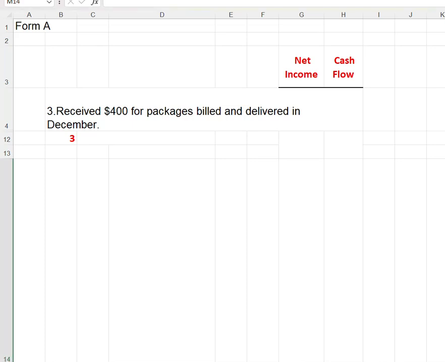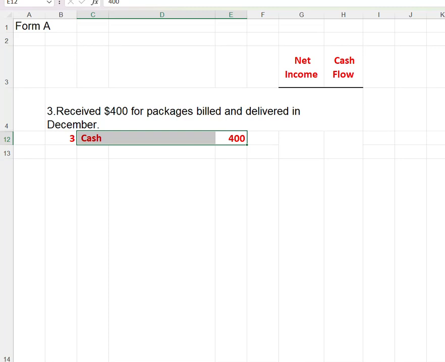Number 3, we receive $400 for packages billed and delivered in December. So we received $400 in cash. We billed these sales or services. The services weren't in January, but we delivered them in January. So we had a January revenue and a January receivable. So we billed them. The customer owed us the money.